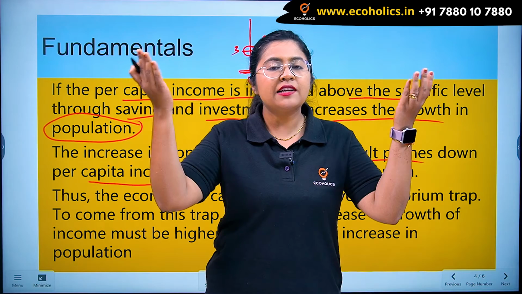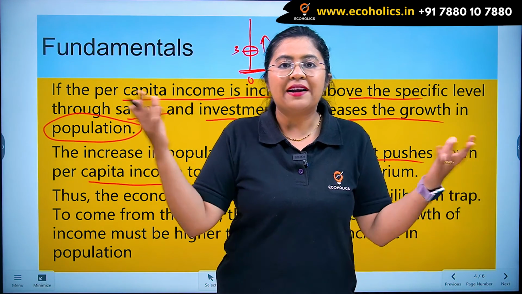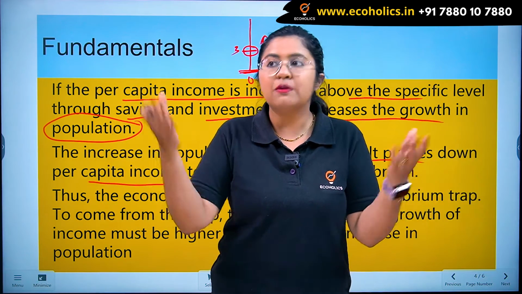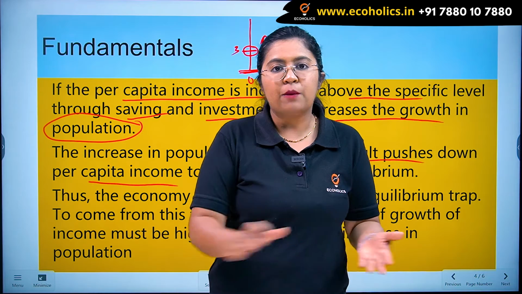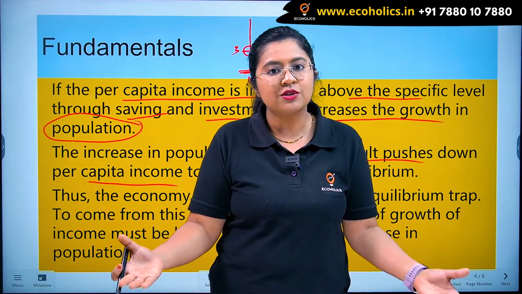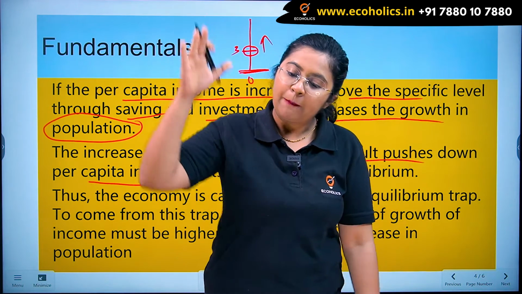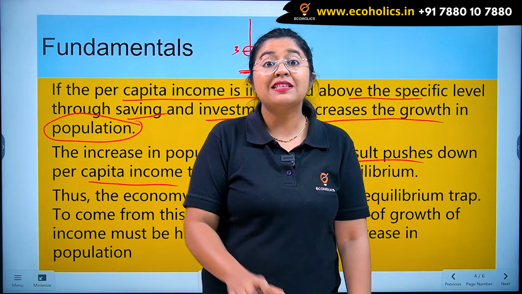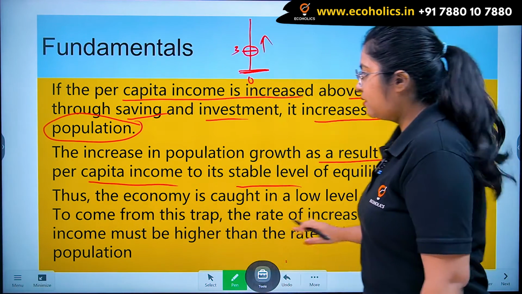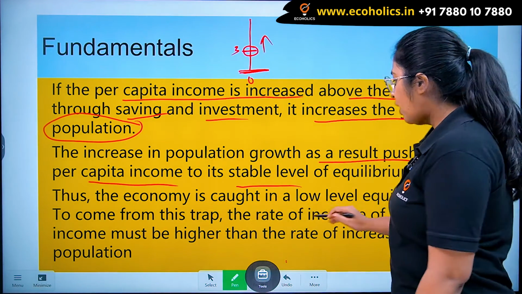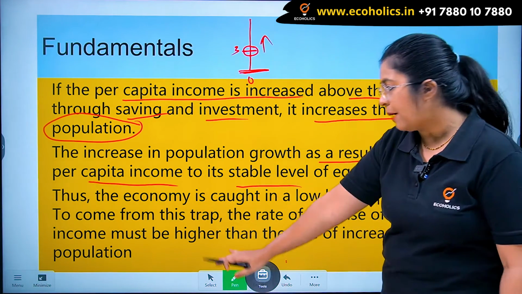Now, population has increased. Again, the economy cannot automatically generate that much amount of GDP, that much income, that much production. Of course, it cannot, because the economy does not have that many resources. So again, the per capita income will be pushed down because of this increase in the population. That is the reason. So the economy is caught again in this low level equilibrium trap.